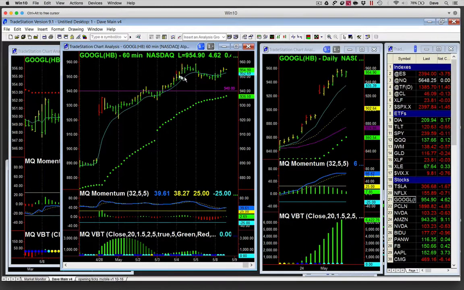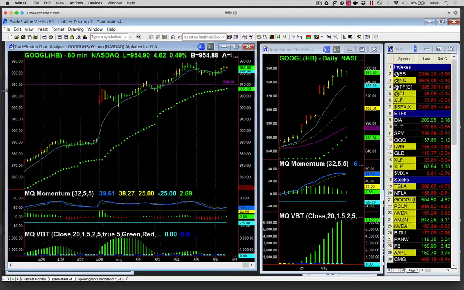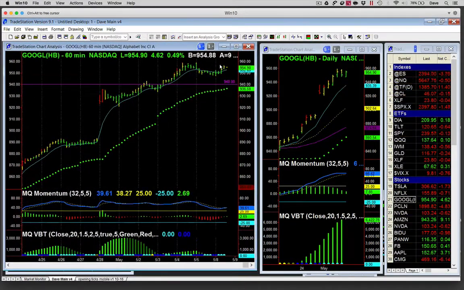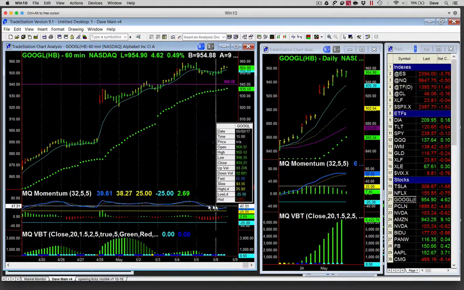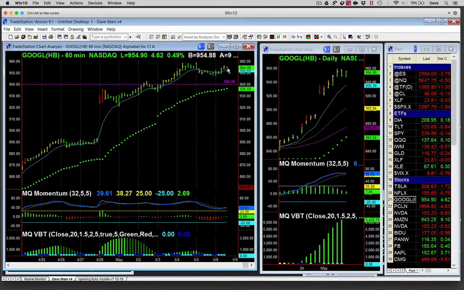So I'm watching GOOGL today. I do see that we are up about 0.4%, and we're moderately overvalued. Now, I am watching the momentum profile in conjunction with the price action. This is a bearish divergence forming. So we're moderately overvalued already.